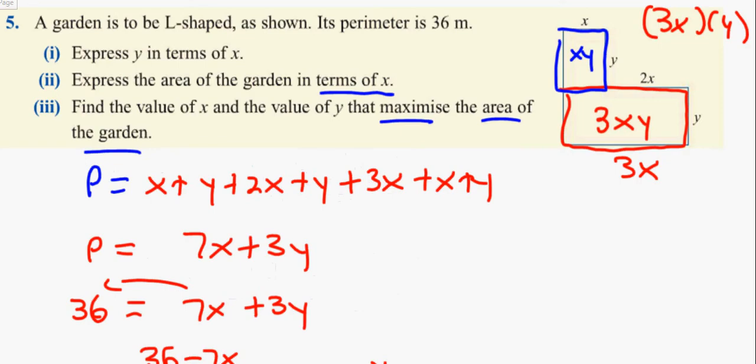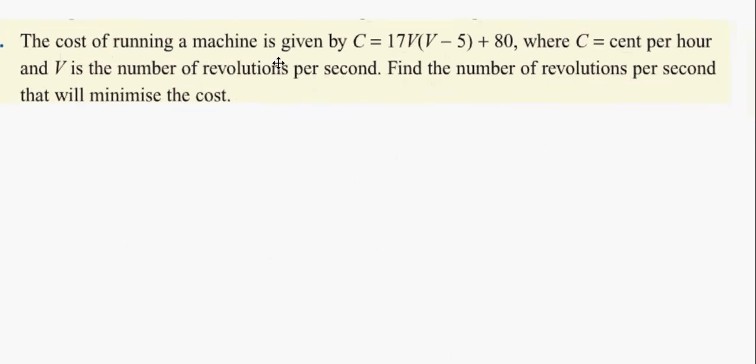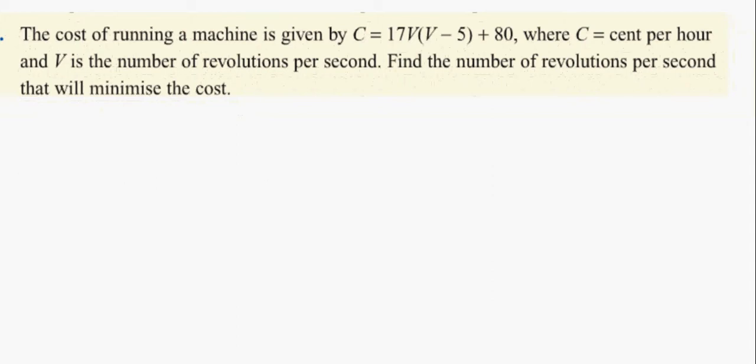Okay, next question. 7. The cost of running a machine is given by C, which is the cost, equals 17v multiplied by (v minus 5) plus 80, where C is cents per hour and v is the number of revolutions per second. Find the number of revolutions per second that will minimize the cost.